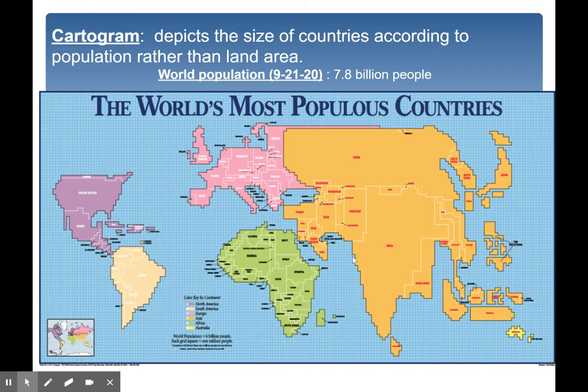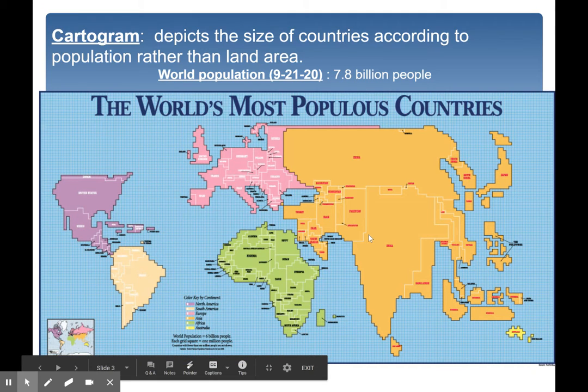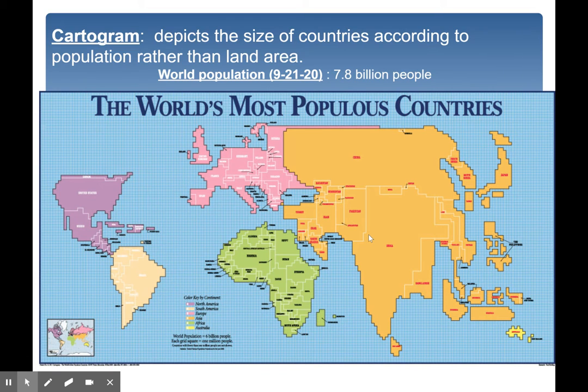This type of map is called a cartogram. It depicts the size of the countries according to the population rather than the land area. Like I said in the previous slides, this shows the size of the nation based on population, not by the size. People who are making these maps try to stick with the general shape of the nation, but they either make it bigger or smaller depending on the nation's population. So the world population as of last week was 7.8 billion people. There's around 7.8 billion people on this earth right now, and it's constantly going up. So this is a cartogram map.